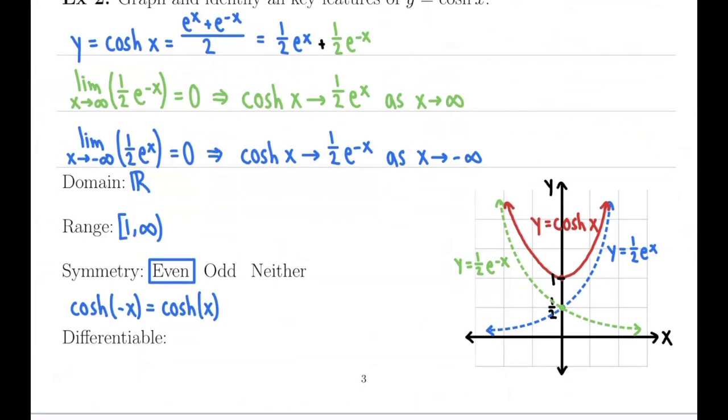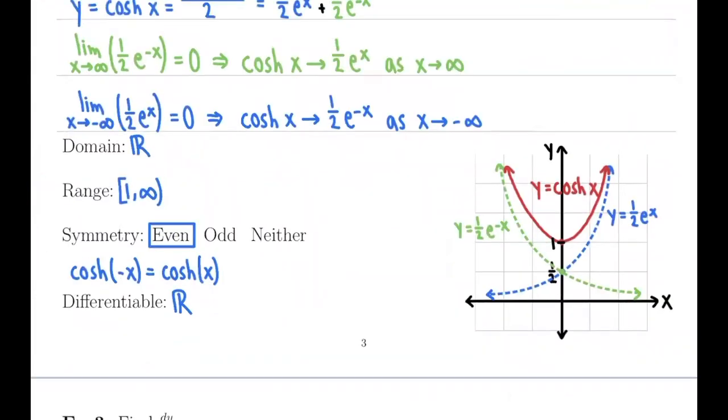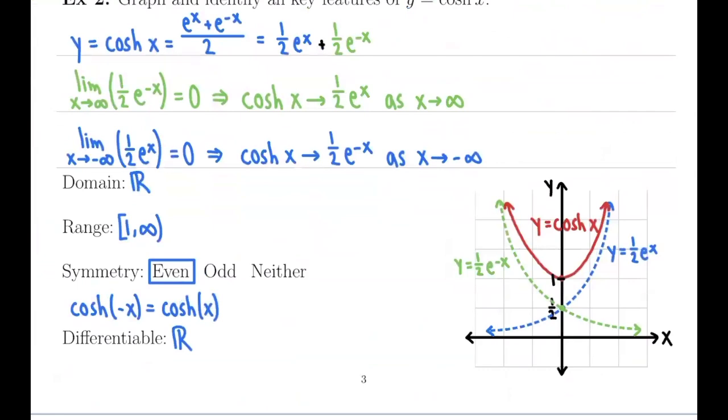And so where is it differentiable? I would say that this is differentiable over all the real numbers. That's right, for all x, because this is made up of e to the x and e to the negative x, and they're both differentiable. And again, by default, it's continuous.